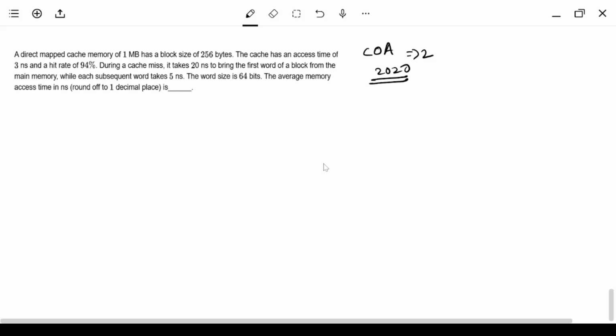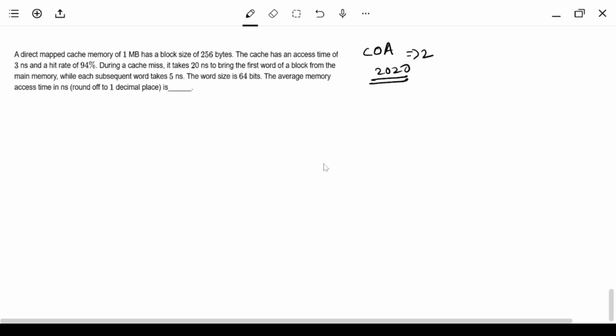During a cache miss, it takes 20 nanoseconds to bring the first word of the block from the main memory, while each subsequent word takes 5 nanosecond. The word size is 64 bits. The average access time in nanosecond?